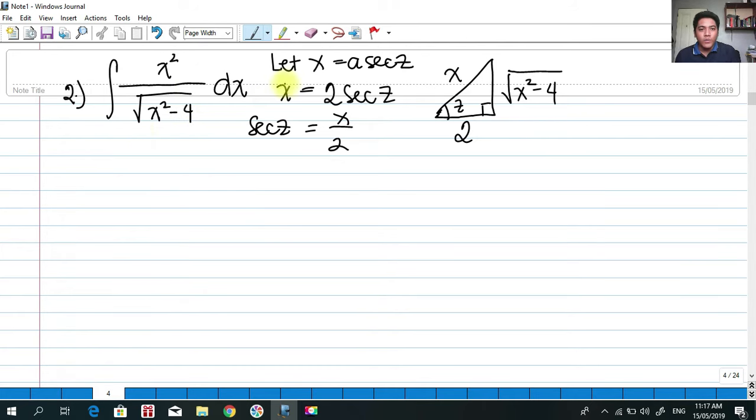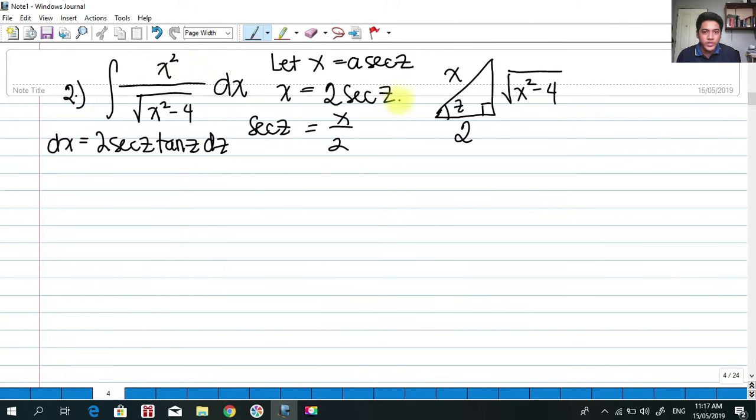Okay? So, what do we do next? Again, yes, we're going to get the derivative of this, in order for us to replace dx. So dx will now be the derivative of 2 secant z, which is 2 secant z tangent z dz. I think you cannot see, I will just rewrite it here. Okay? dx is actually 2 secant z tangent z dz. And we have now the dx.